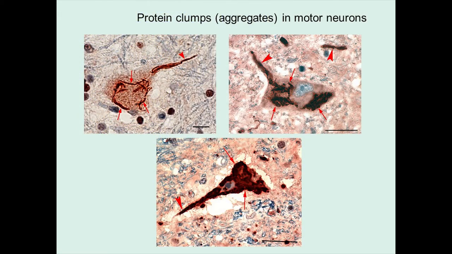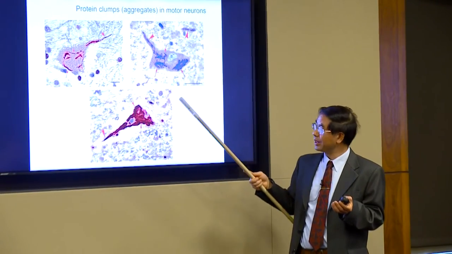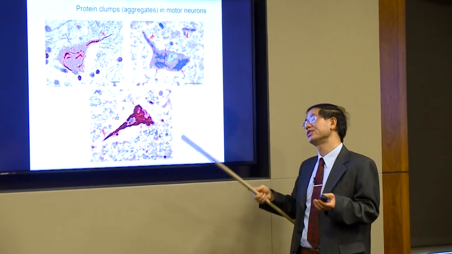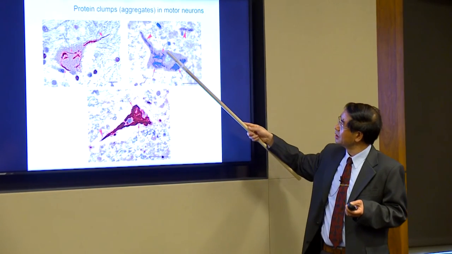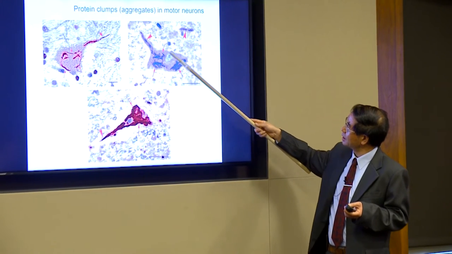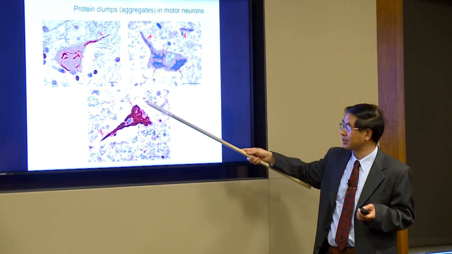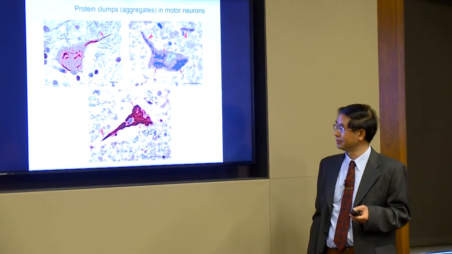At higher magnification, we can see these protein clumps are thread-like. Either they're in the cell body or in the process. This process is the place where they can receive the signal from other neurons or send the signal out. With the disease progression, we can see these protein clumps become more and more and bigger and bigger. And eventually, the neurons are full of these protein clumps before they die.